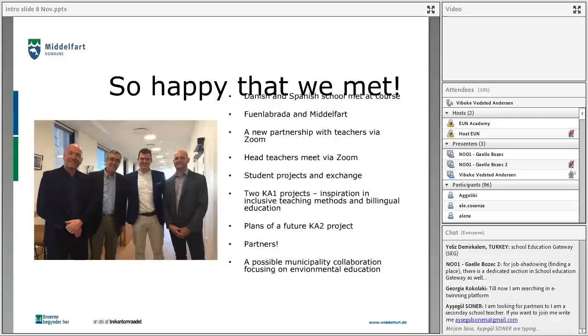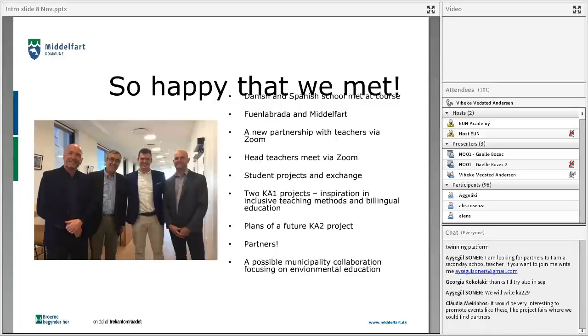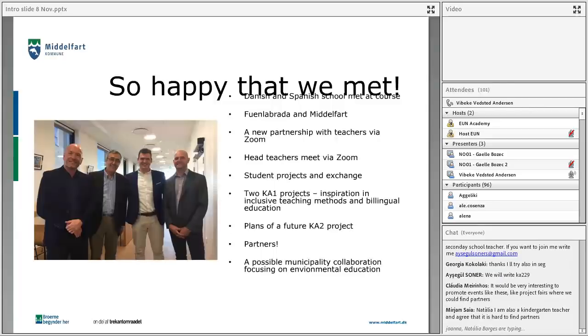It's in, I don't think I could pronounce it right in Spanish, but you can see the Spanish name here, Fuenlabrada and Middelfart. We have now 2 schools with a very nice partnership. We have teachers communicating through Zoom, and head teachers, they're also communicating through Zoom. They have applied for each their KA1 project to visit each other, job shadow on each other's school, but also going to the same course in other countries.